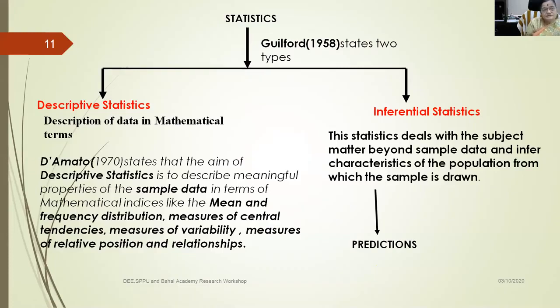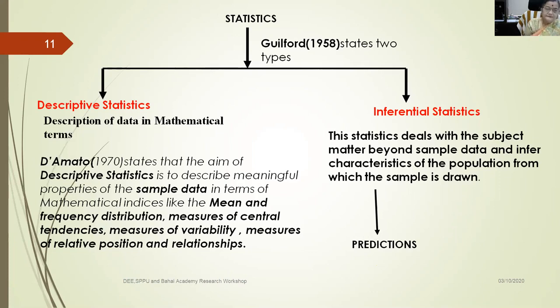This is a very important definition given by D'Amato regarding descriptive statistics. He states that the aim of descriptive statistics is to describe meaningful properties of the sample data in terms of mathematical indices like mean and frequency distribution, measures of central tendencies, measures of variability, measures of relative position and relationships. So friends, we have to keep in mind that when we are analyzing our data, we are required to present our data, describe our data before going for inferential analysis.